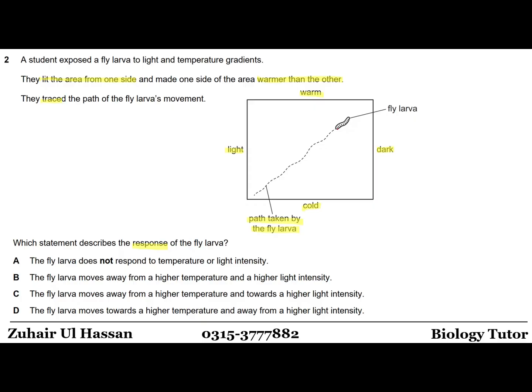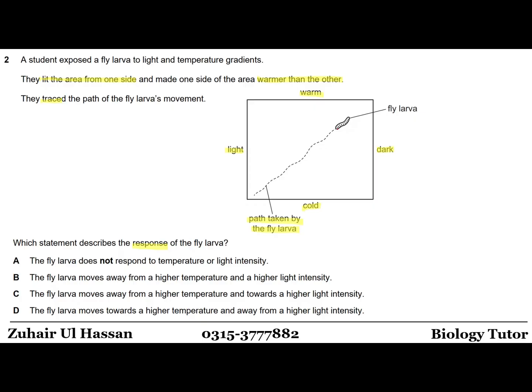This type of question will also be there in the MCQs. You will be given different organisms. As we have seen in the previous question, you were provided with a plant, and the plant was showing a response, and you were asked to name the characteristic shown by the plant in that diagram. But now, in this case, the fly larva has shown a response, and we have to find the correct statement that describes that response.